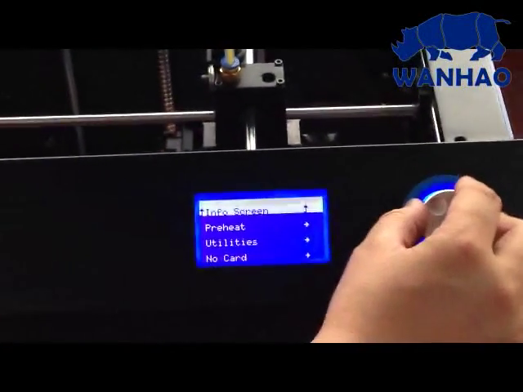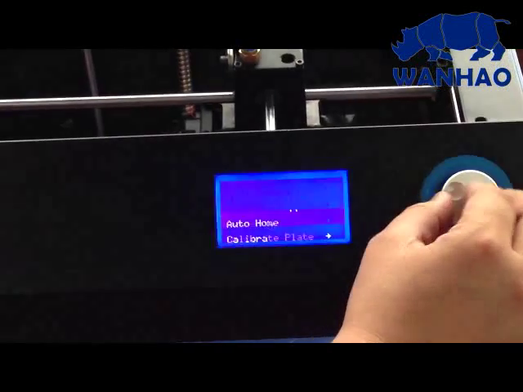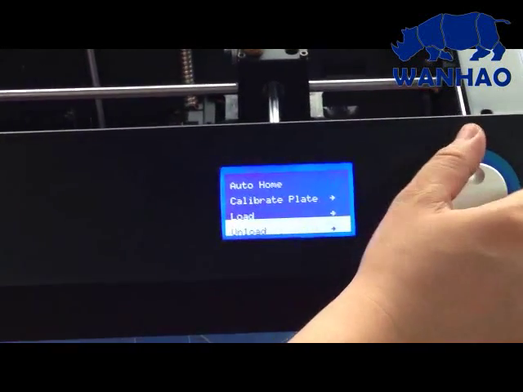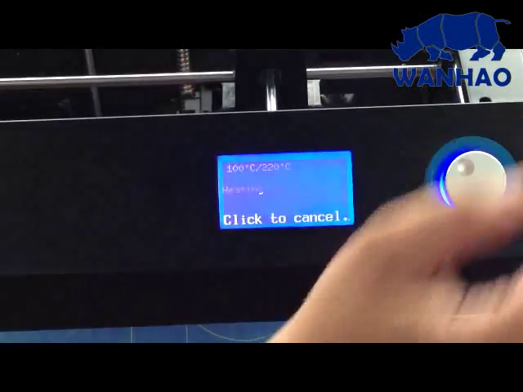Okay, done. And go back and reload the filament. Utility and load. Bingo!